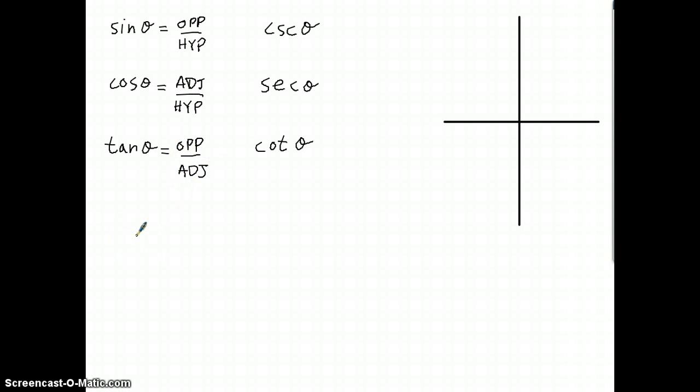Now you guys, the other 3 are reciprocals of the first 3. Cotangent and tangent are reciprocals of each other, and that's easy to remember because the word tangent is within cotangent. And secant and cosecant are reciprocals of each other, and we remember that by flipping the S and the C. So we have the hypotenuse over the adjacent. And then we flip the ratio of sine to get cosecant.